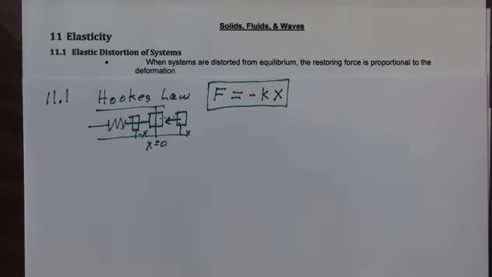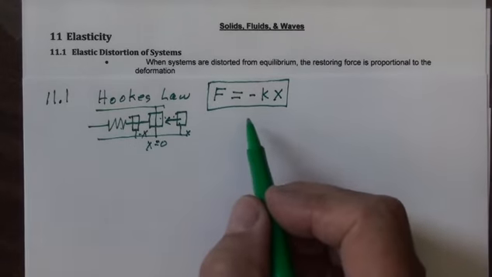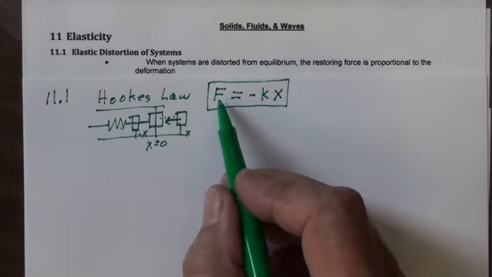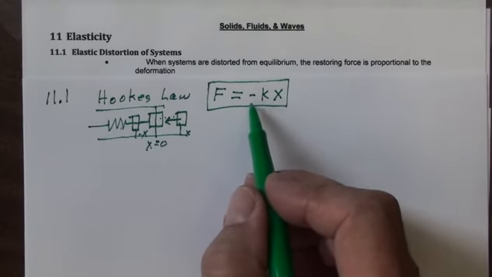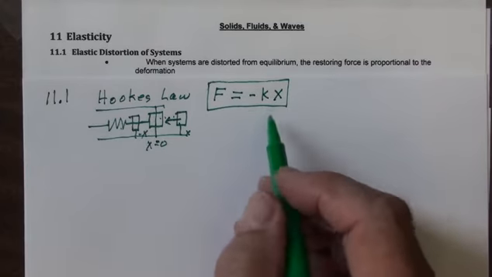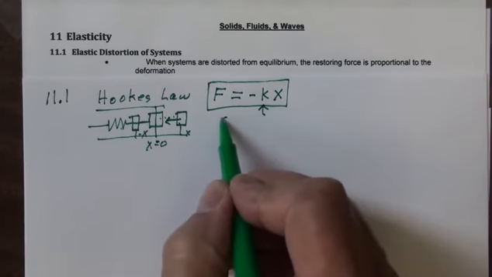It's very important because it's a property of all systems near equilibrium. So if I take any solid near equilibrium and distort it, a rubber band or a wall or a steel beam or anything else, then it will exert a force that is proportional to the amount of displacement. This constant here is called the spring constant.